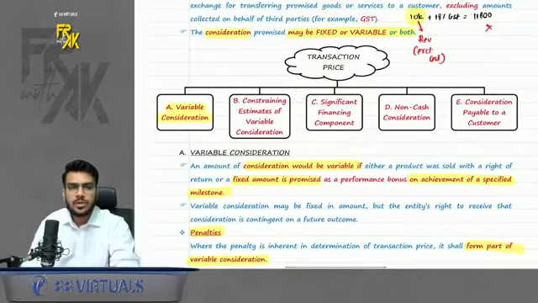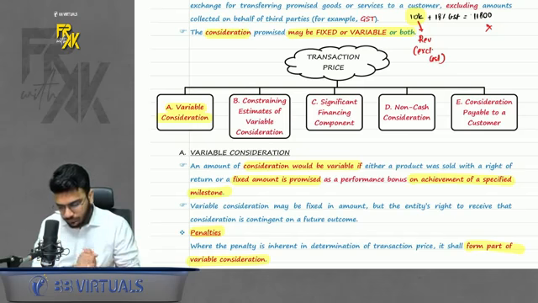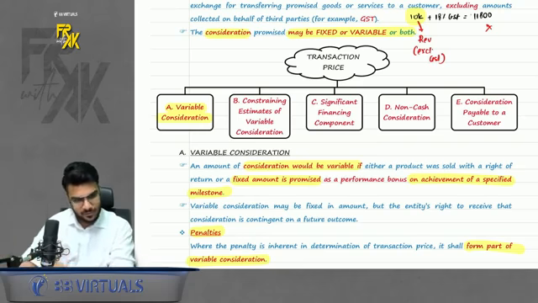Okay, chalo. So I guess we had studied till here. Then now we will continue with our remaining portion. Then we will revise the remaining portion. Okay, chalo.